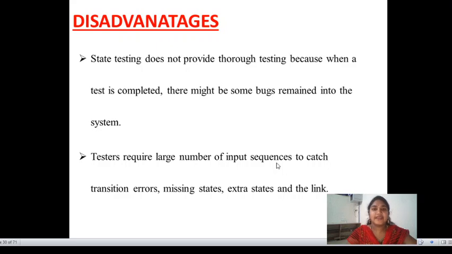The second one is that testers require a large number of input sequences to catch transition errors, missing states, extra states and links. This is one of the disadvantages. It requires a large number of input sequences because the number of states defines the possibility of detection of bugs. There may be transition errors, missing states, extra states and links. All of these can be defined as disadvantages.